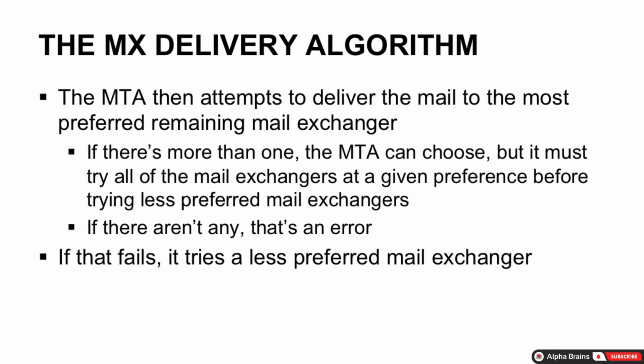Now it should have a list of MX records. If there aren't any left, that's an error. The MTA tries to deliver the mail to the most preferred remaining mail exchanger. If there's more than one that are most preferred, it can choose among them. If delivery fails, it must try all the mail exchangers at that preference before trying any less preferred mail exchangers. One last note, if a mail exchanger tries looking up MX records for a destination and doesn't find any, it'll usually try looking up A and Quad A records for the destination too, and treating any it finds as equal preference mail exchangers.